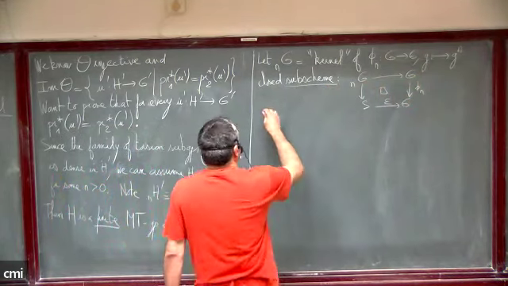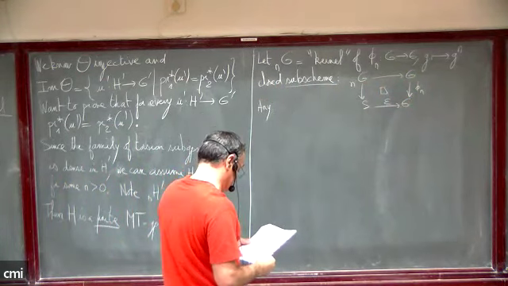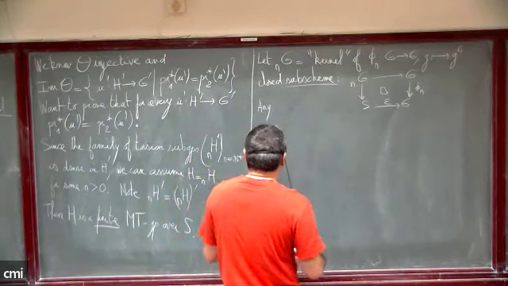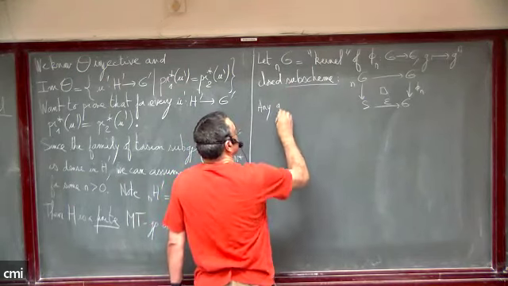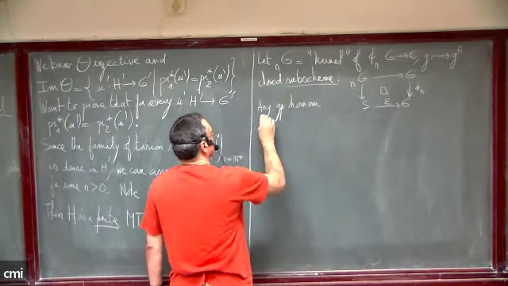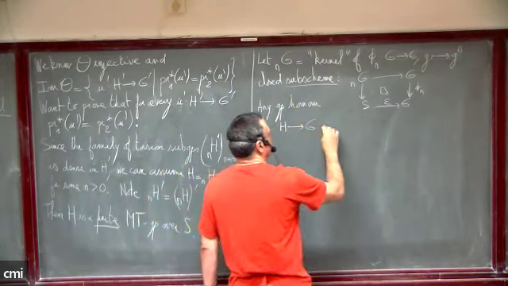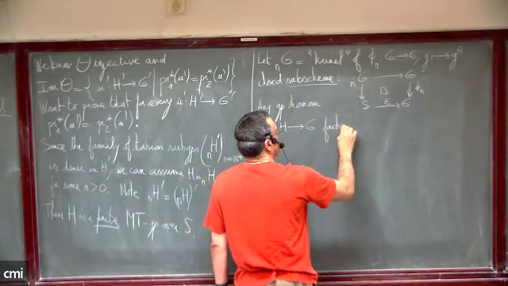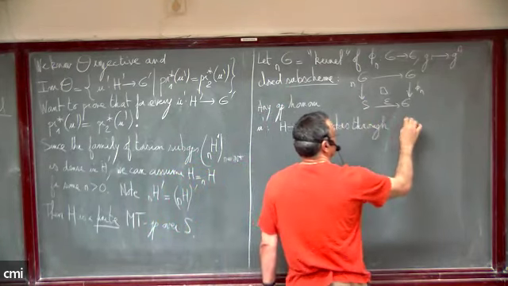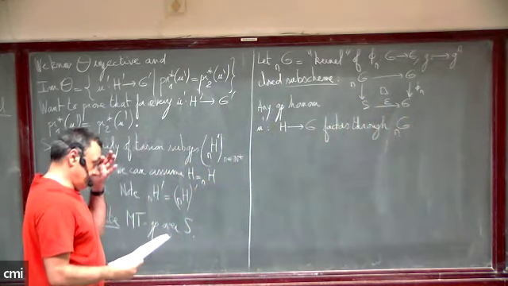And of course, any group homomorphism u prime from H to G factors through NG.